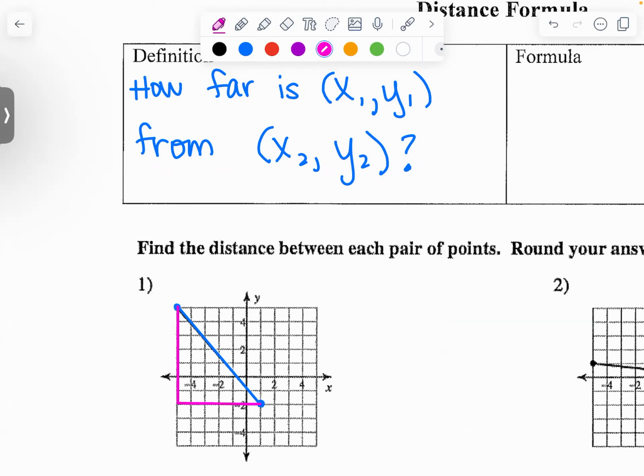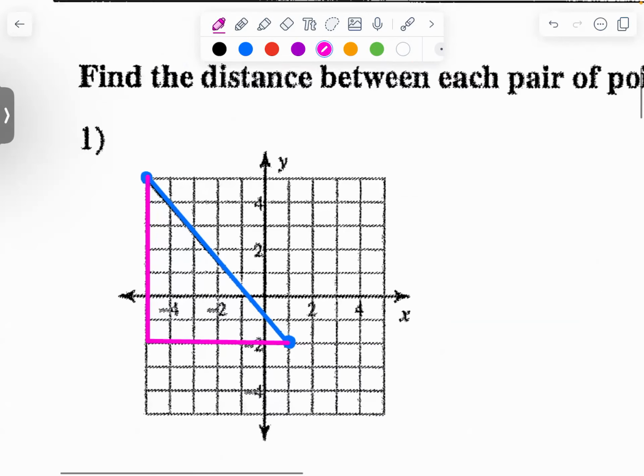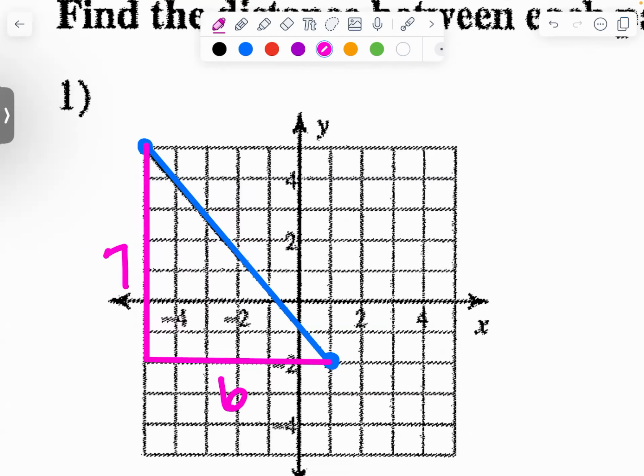Caesar, can you help me though? I'm not very good at counting today. My head's just not in the right place. Could you tell me how long this side is right here? 7? Okay, so I'm going to label it 7. Austin, what's this side? 6. Okay.